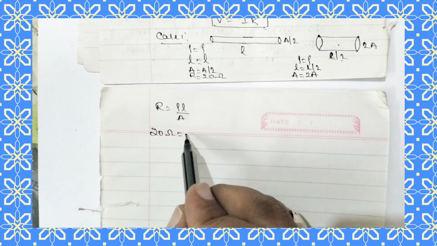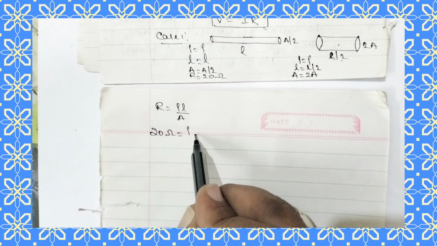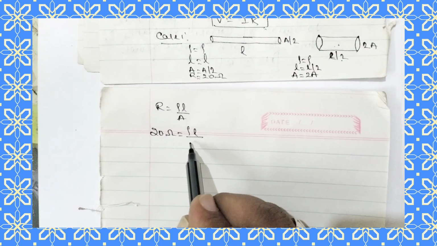Length rho is rho, length is L, then area of cross section.